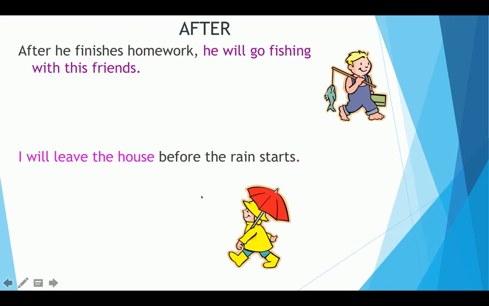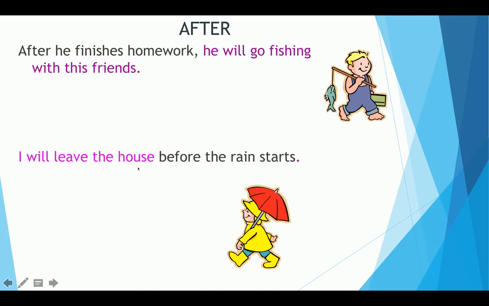Let's see some examples. After he finishes homework, he will go fishing with his friends. So let's analyze this. Here you have two clauses. He will go fishing with his friends is what we call the main clause, okay? Because this is a complete thought. I could just say he will go fishing with his friends. But here, this clause is incomplete, so we call it a subordinate clause. In this case, it's an adverb clause of time because it answers the question when: after he finishes homework.